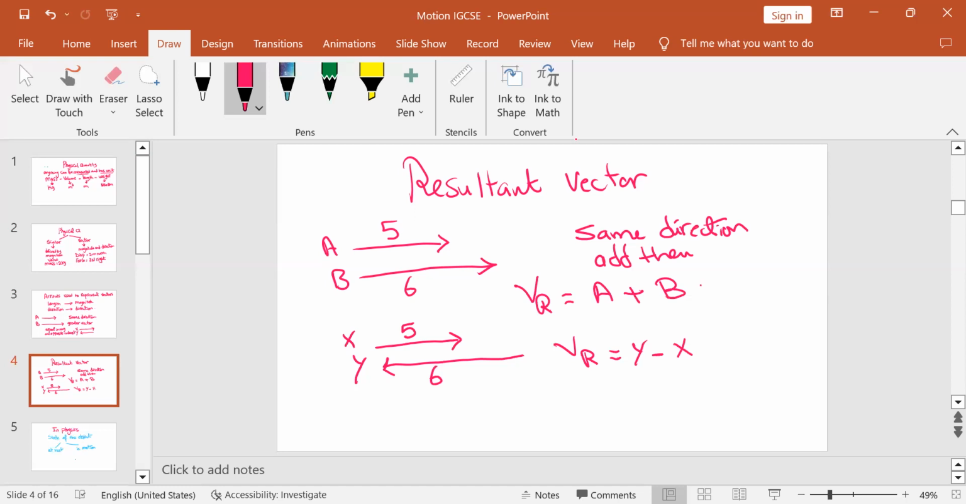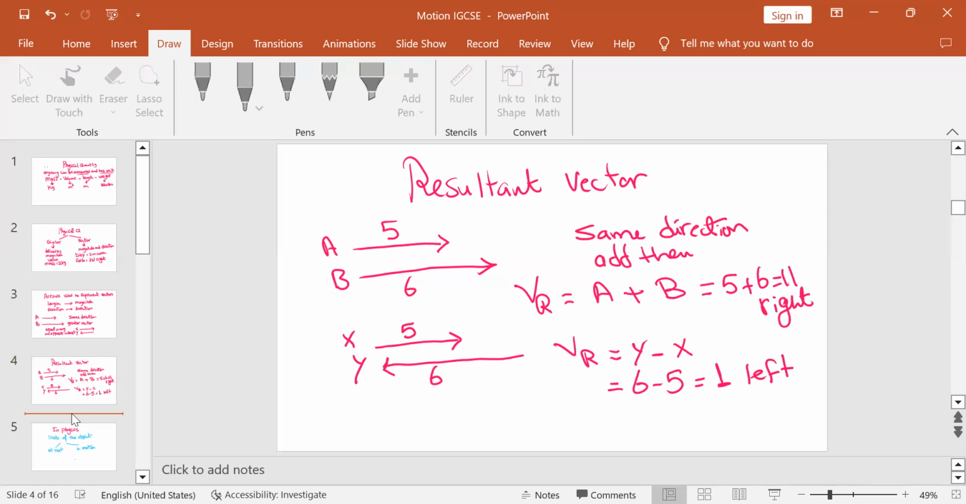So here A plus B will be 5 plus 6, which is 11. And we have to mention the direction: 11 to the right. But here, y minus x will be 6 minus 5. What is the direction? Left. Bravo. Excellent. This is what we used to take up until last year, until grade 9.